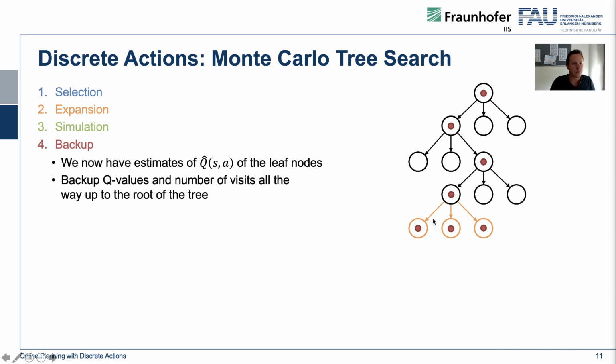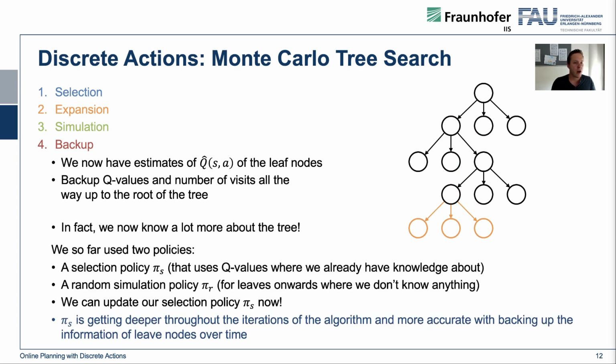So in here. And what we can now do is, as we have more experience from these nodes, we can back up all this information all the way up to the root node that we actually started in. Okay, so in fact, we now learned much more about the tree. So actually we get more information. We took one step further down the tree. We got new Q values. These Q values might give us new knowledge, and this new knowledge can be backed up towards the top.